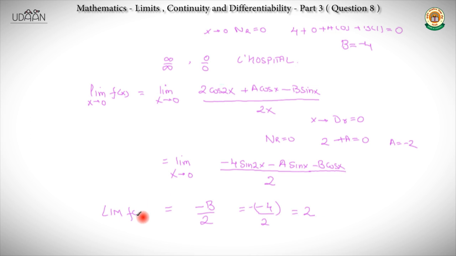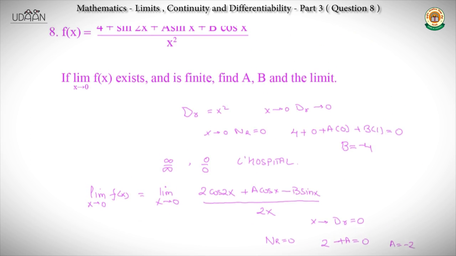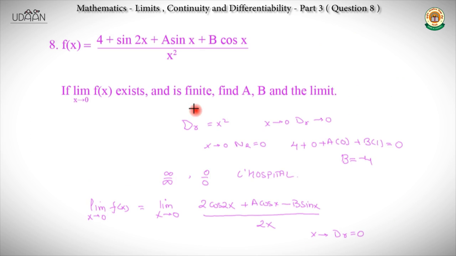Okay. So this was a pretty simple question as such, but slightly lengthy in procedure. But let's just recapitulate what happened over here. Initially we found out that the denominator is equal to x square, and it was in a 0 by 0 format. So if x tends to 0, the denominator tends to 0, and the numerator also has to tend to 0. So when we substituted x equals 0, we found that b is equal to minus 4.